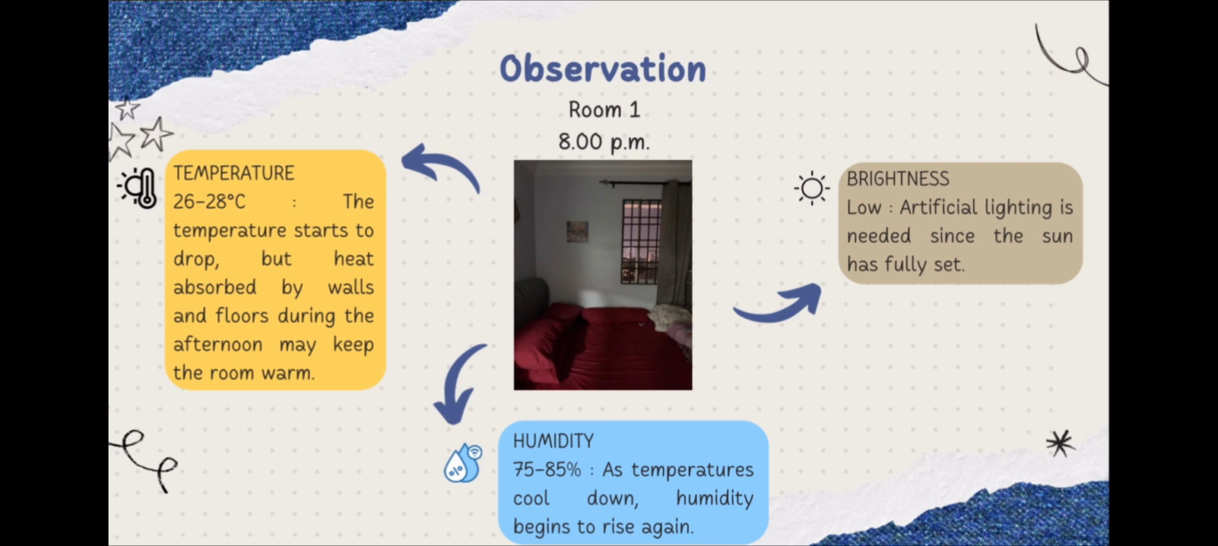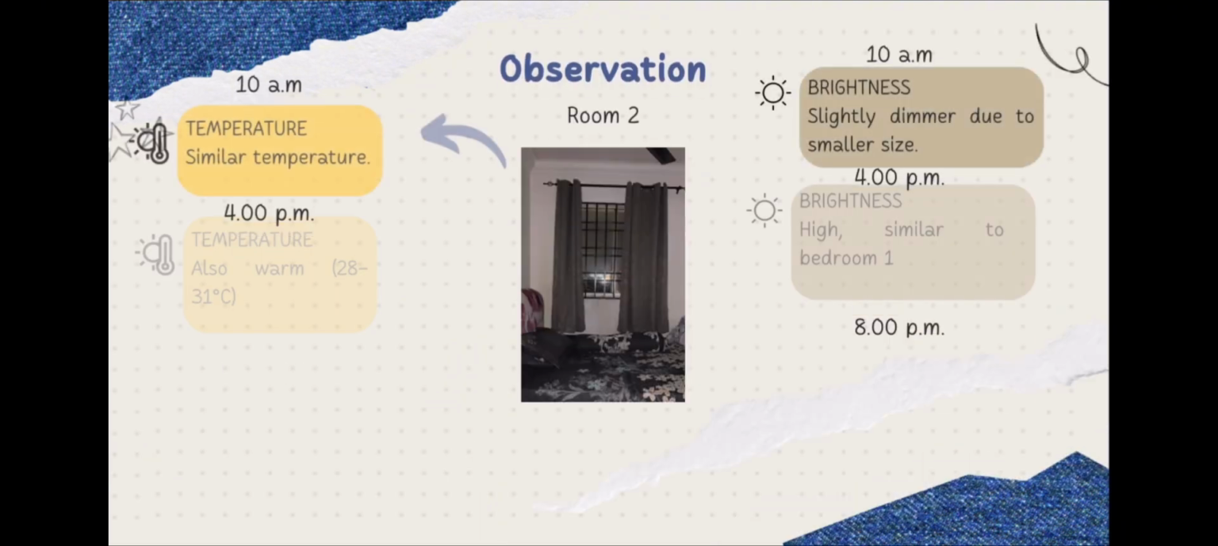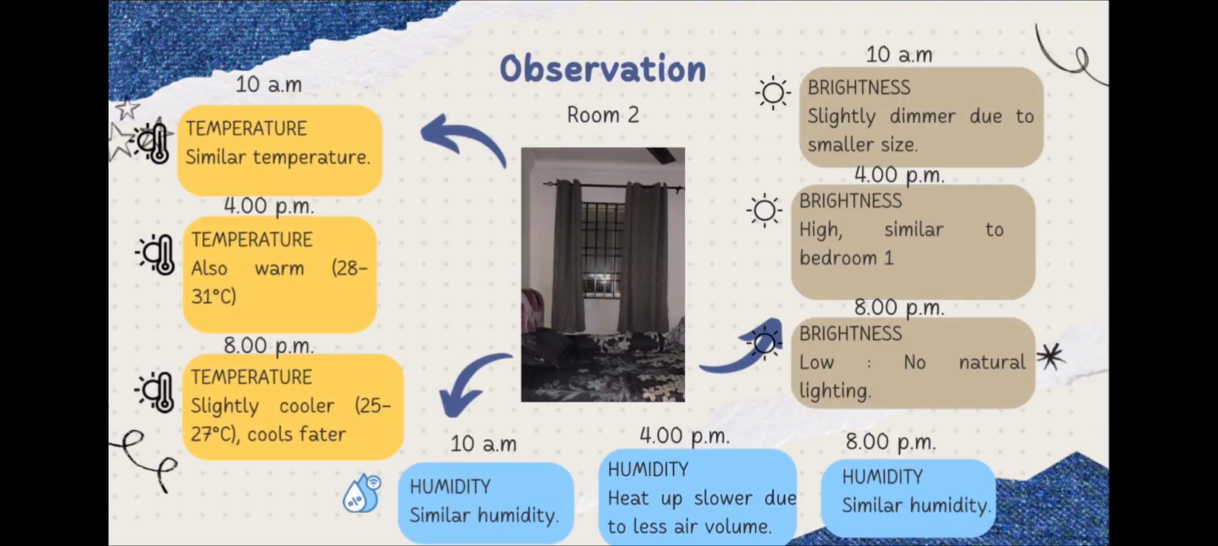At 8 p.m., temperatures started to drop. Room 1 cooled down to about 26 to 28 degrees Celsius, but retained heat longer because of the heat absorbed by the walls and floors during the day. Humidity increased again, and both rooms now required artificial lighting since the sun had set. Room 2 was slightly cooler and possibly more comfortable at this time.